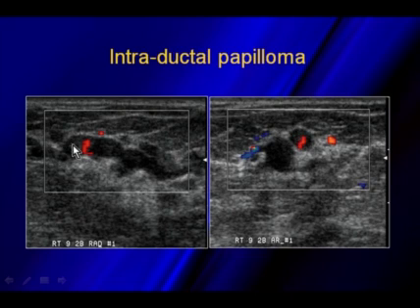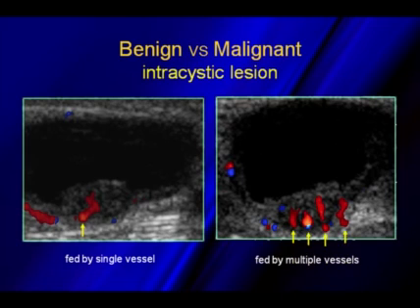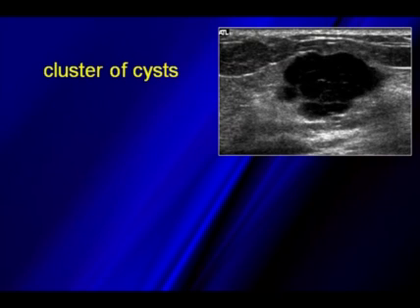So this is a long axis view of the duct where we can see the papillary lesion. This is rotating the transducer 90 degrees, getting a short axis view. You can see that the blood vessel courses through, so we know it is an intrapapillary lesion. Also, as I mentioned before, seeing multiple branches versus a single branch is more worrisome when we do see multiple branches feeding those lesions. And I've shown you examples of clusters of micro and macro cysts.